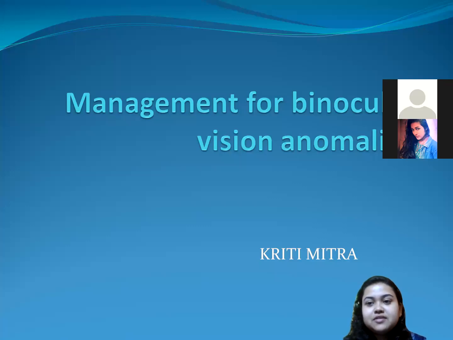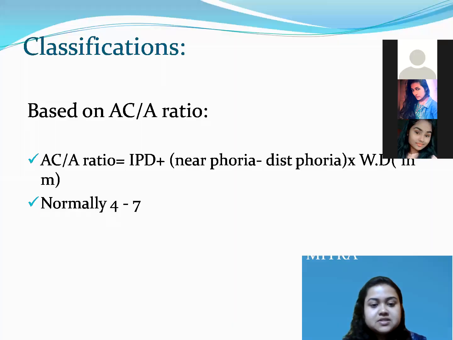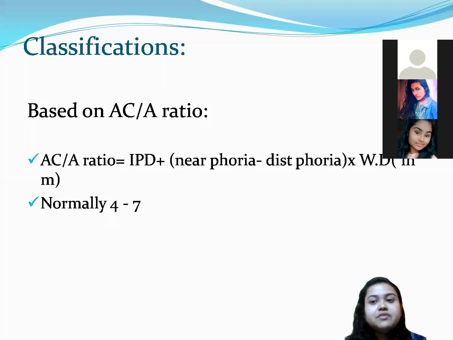So I can see around 40-45 participants today. I have discussed the fusional anomalies in the previous classes, so I'll give a short recapitulation. We first do an orthoptic evaluation to judge the binocular vision anomaly of the patient. Based on the AC/A ratio, we normally decide whether it is an insufficiency case or an excess case.